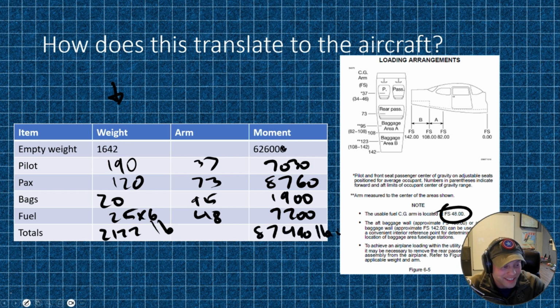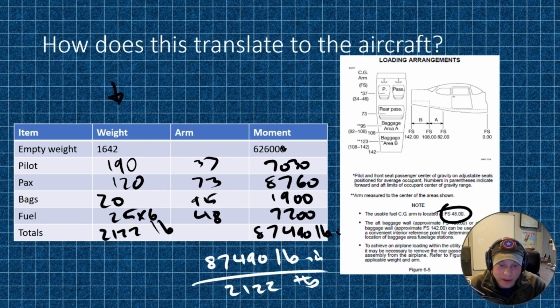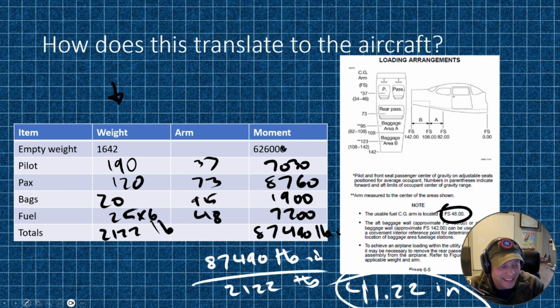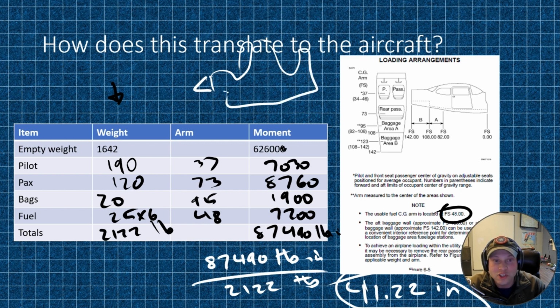And now, since I fixed that, 87490 pound inches divided by 2122 pounds. Pounds cross out. And it comes out to a center of gravity of 41.22 inches. So that is saying that our center of gravity is 41 inches from some reference point on the aircraft.